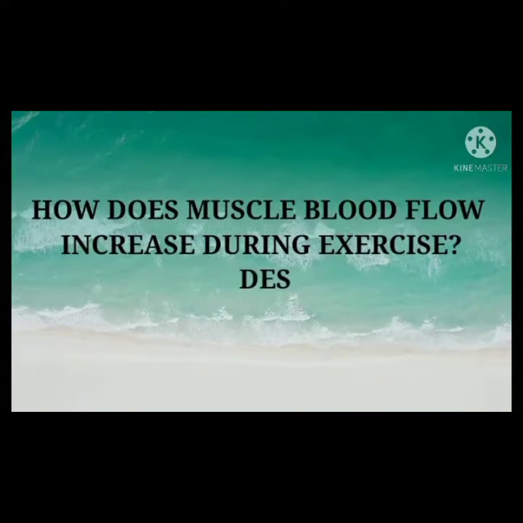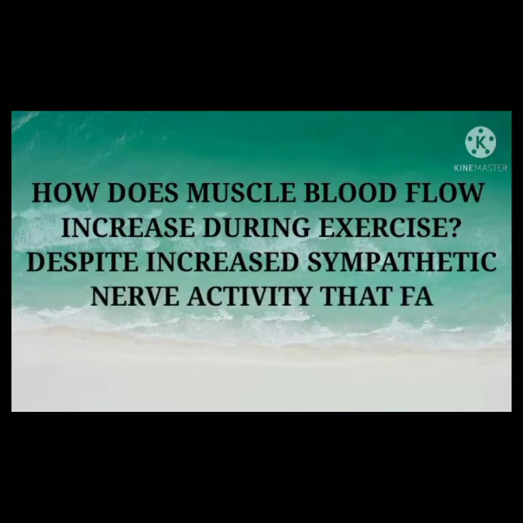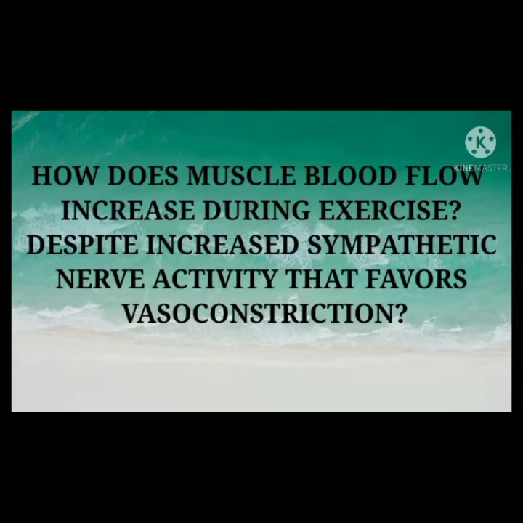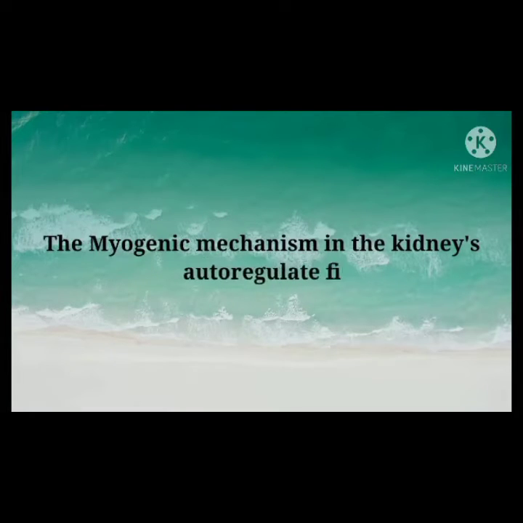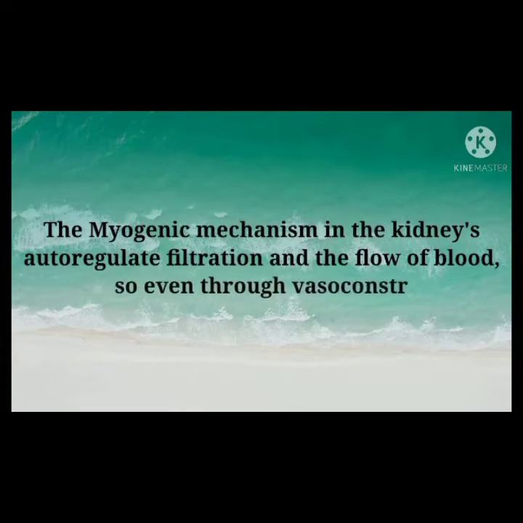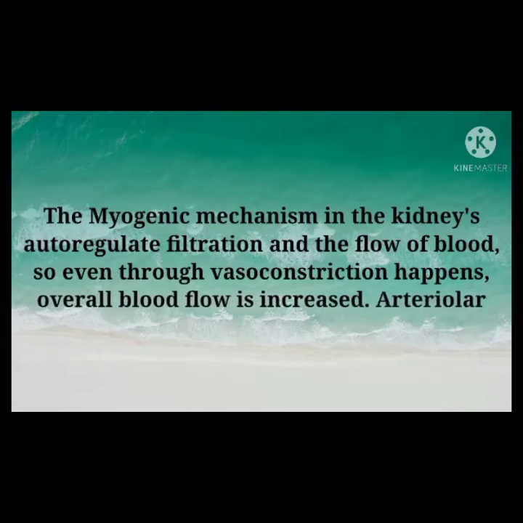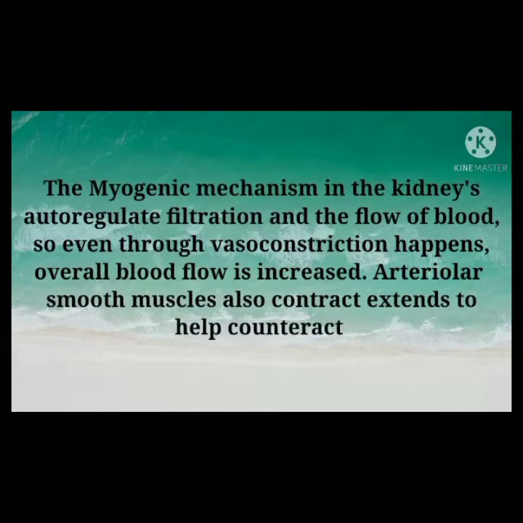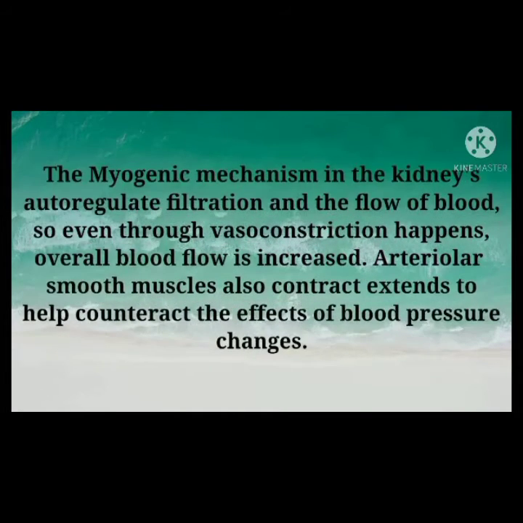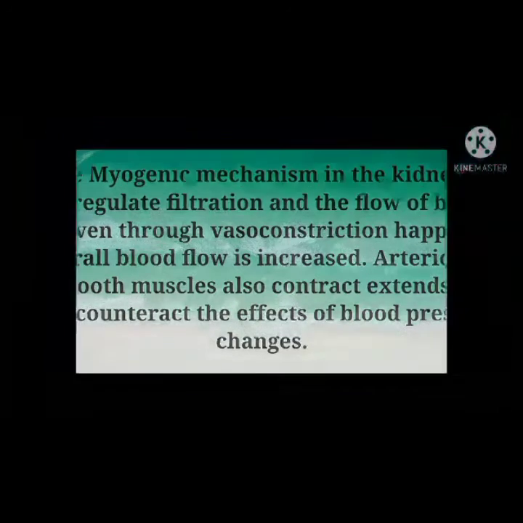How does muscle blood flow increase during exercise, despite increased sympathetic nerve activity that favors vasoconstriction? The myogenic mechanism auto-regulates the flow of blood, so even though vasoconstriction happens, overall blood flow is increased. Arteriolar smooth muscles also contract and relax to help counteract the effect of blood pressure changes.